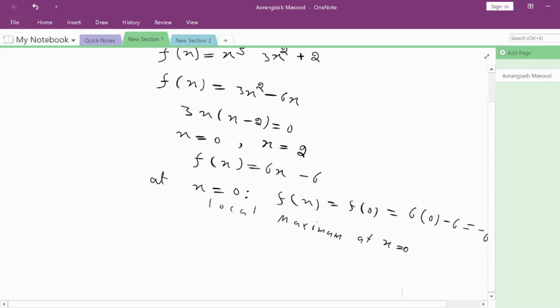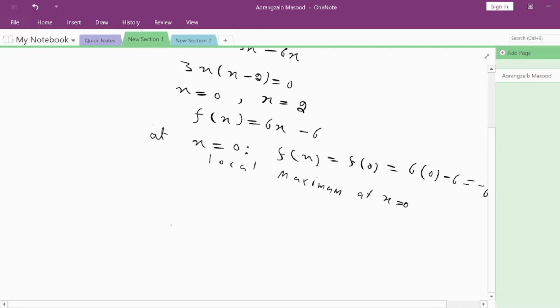Now we will do the same process for x equals 2. At x equals 2, f''(2) equals 6 times 2 minus 6, which equals 6. So it's greater than 0, and this means f(x) has a local minimum at x equals 2. So we will write it: local minimum.